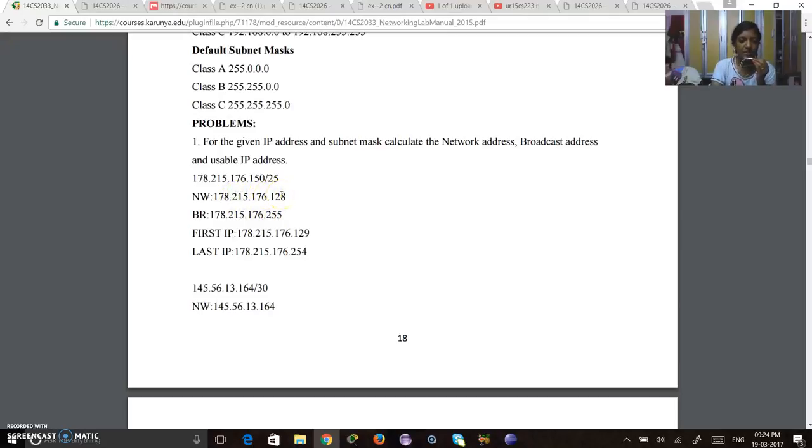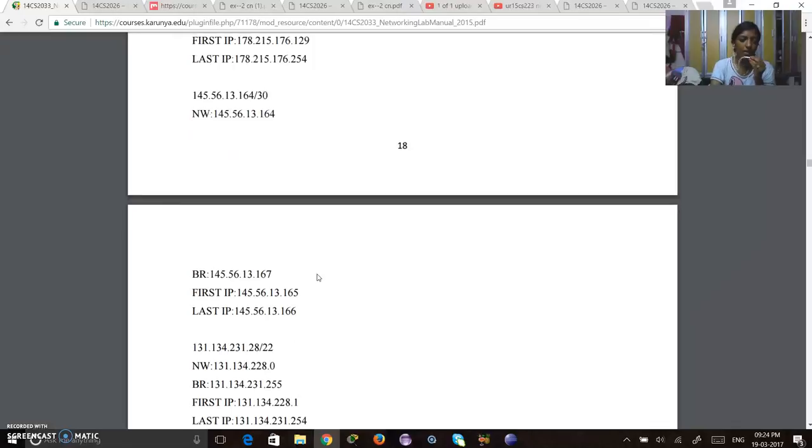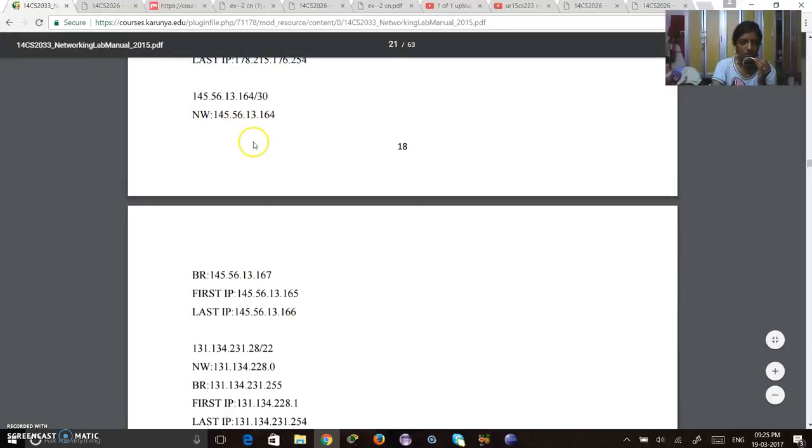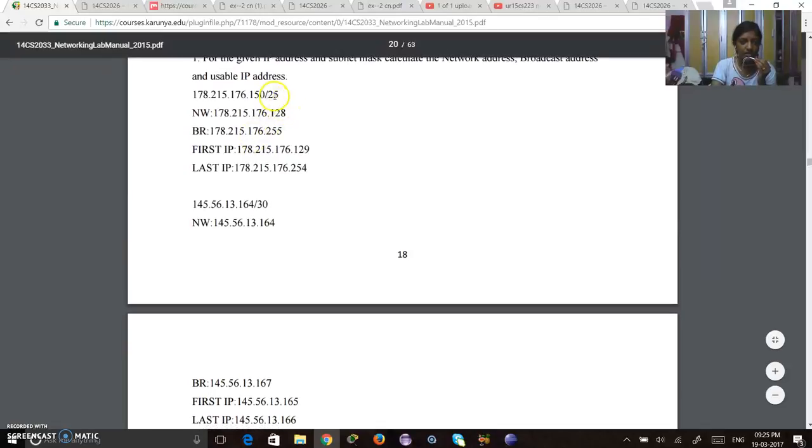For the first IP, we cannot use the network address, so the next address is called the first IP, and the last IP is 254. That is the last IP. Now, coming to the next one, the network address is the same as the previous one. Here if we see, it is 128, here it is /25.